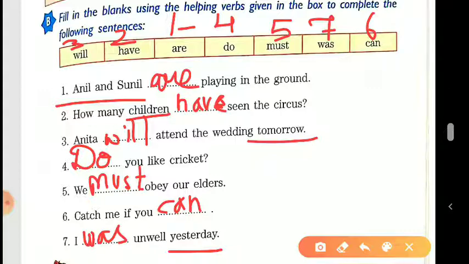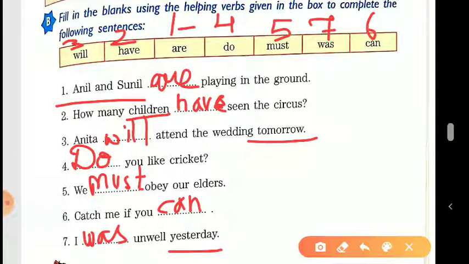And all the helping verbs can be used for beginning the questions, but you need to keep in mind that for which tense and for which word, which helping verb will be used. So we cannot say, are you like cricket? Must you like cricket? No, it's a question. So we say, do you like cricket? Then the fifth one, we must obey our elders. When there's a compulsion, then you use the verb must. Sixth, catch me if you can. Can, if you're able to do something, then only we use the word can.